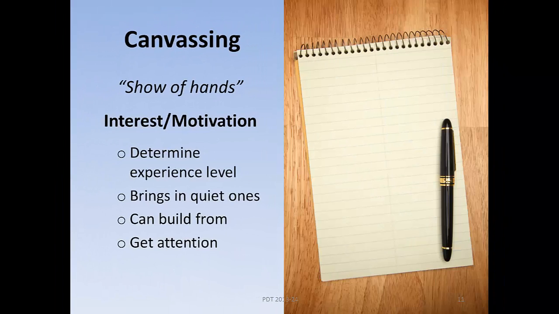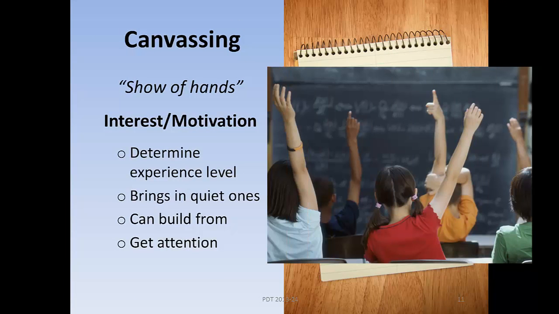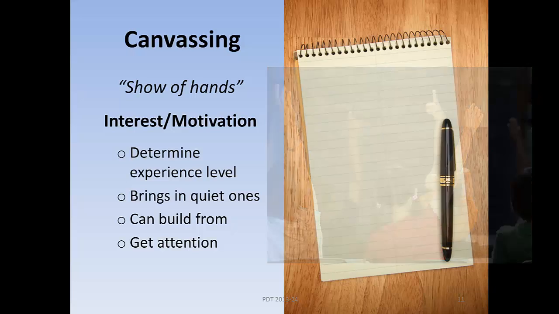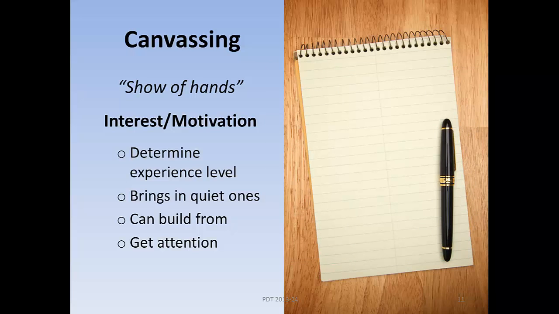The seventh and final type of question is an old-school means of getting even the most quiet students involved in the class discussion. By making them give a response, even a nonverbal one, we know they're still tracking with us in the class. The purpose of this type of question is to develop interest or motivation toward the topic, but it is excellent at determining experience level. How many of you have ever driven a car?